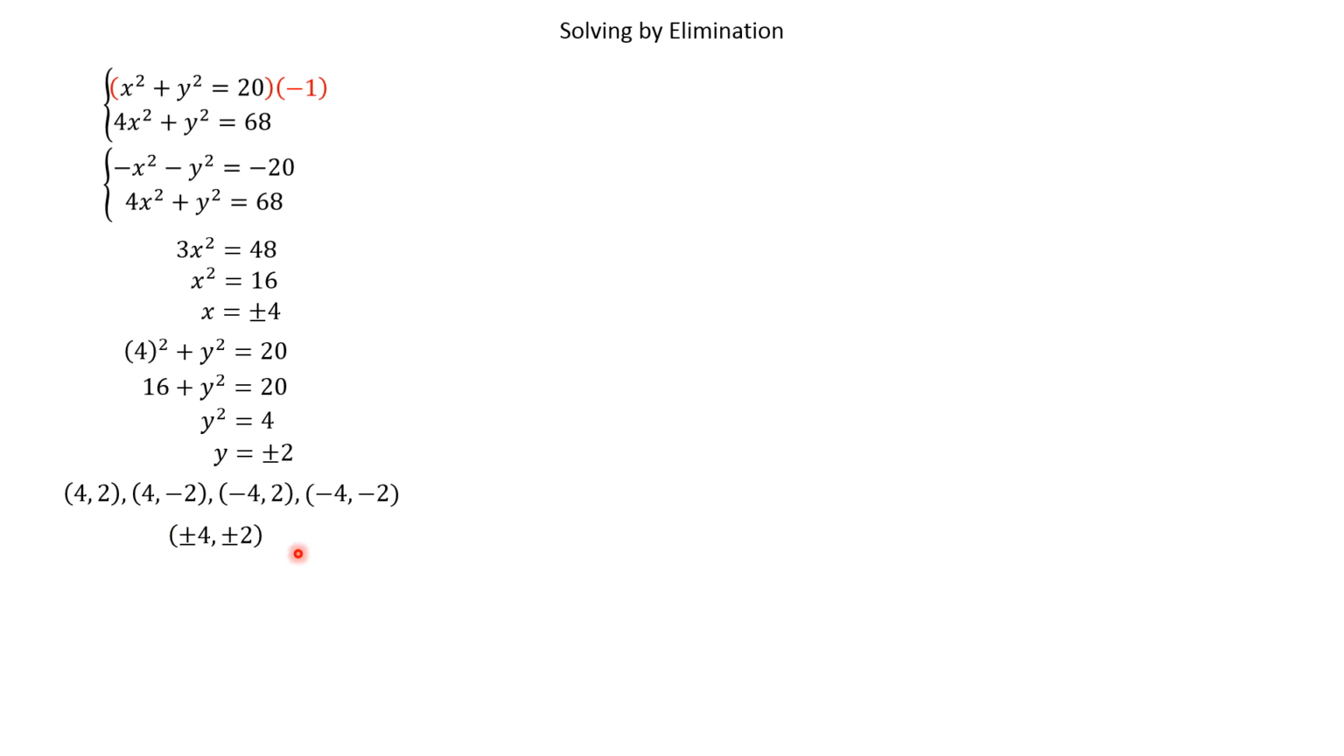But we have 4 solutions here, plus or minus 4, plus or minus 2, which if we look at the equations, x squared plus y squared equals 20, that's going to be a circle. 4x squared plus y squared equals 68 is going to be an ellipse, and they're both centered at 0, 0. So it makes sense. We have a circle and an ellipse. It's going to hit in 4 different places, symmetrically even.